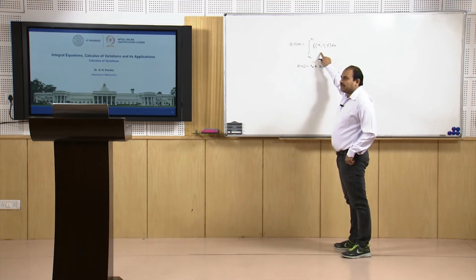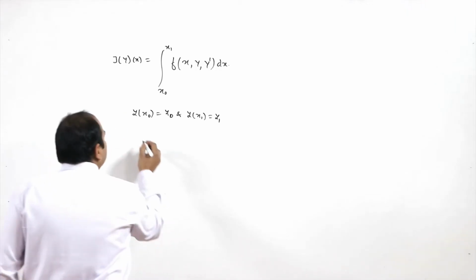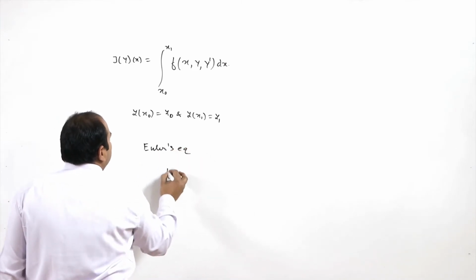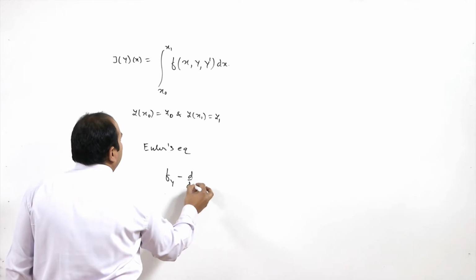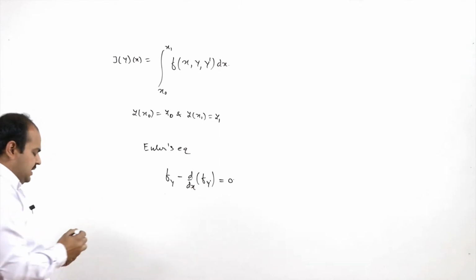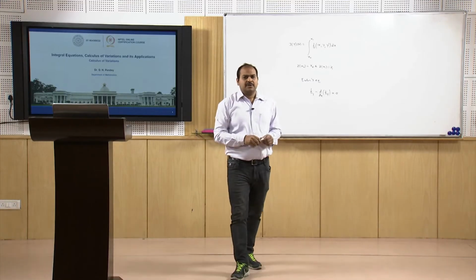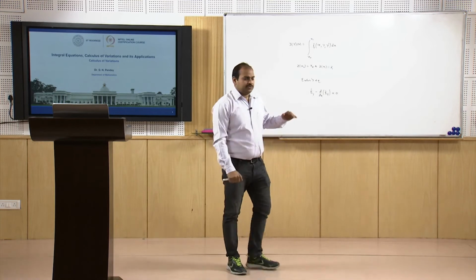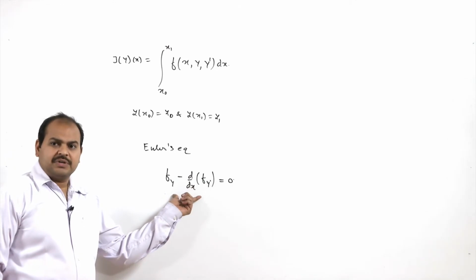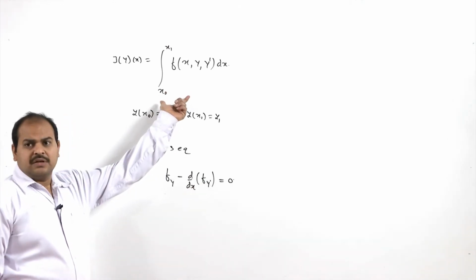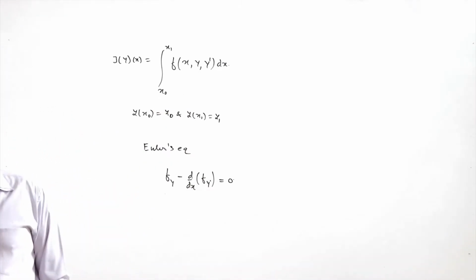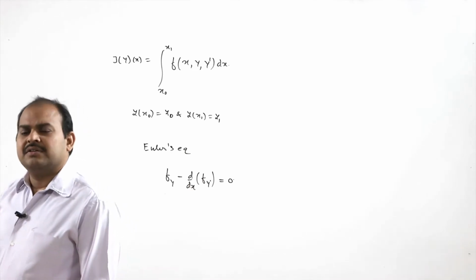for this functional J of y, and it is coming out to be that Euler's equation for this is reduced to f of y minus d by dx of f of y dash is equal to 0. So basically it is a second order differential equation in terms of y, and the solution of this equation represents the curve which extremizes the given functional. Okay, so in a previous class we have derived this equation and we have discussed certain sub cases of this.